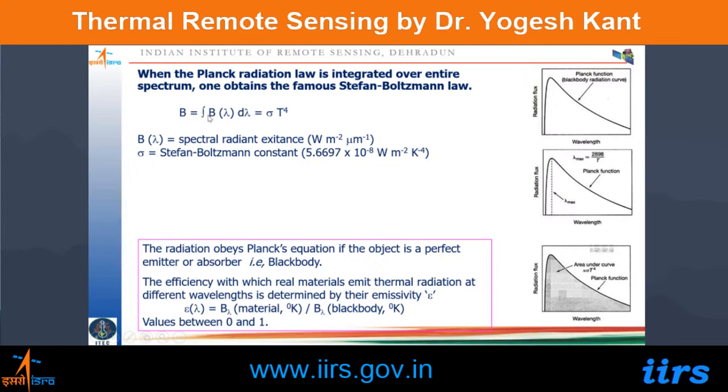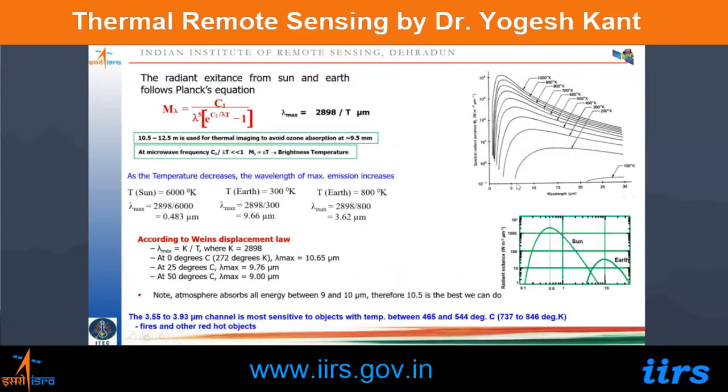So if we integrate Planck's law from lambda 1 to lambda 2, that is from one wavelength to another, that becomes the Stefan-Boltzmann law. For example, over the Earth's surface at 300 Kelvin, if you see this curve, the energy is around 8 to 14 microns. So most of the features emit their radiation in this spectral region. The maximum energy is tapped here.